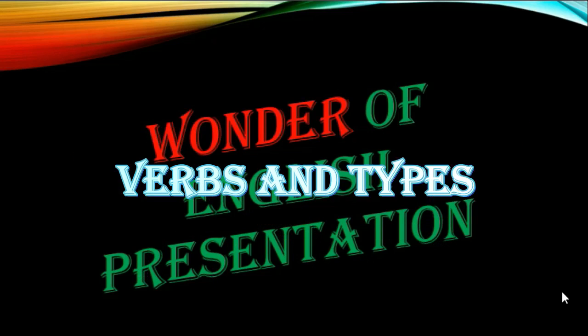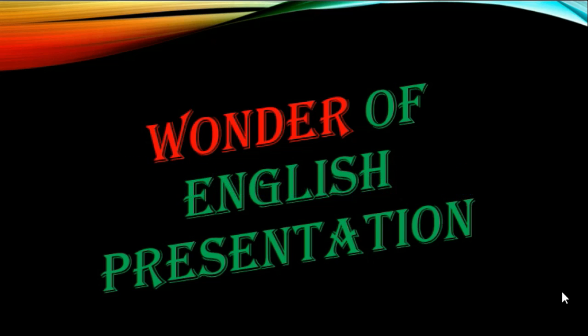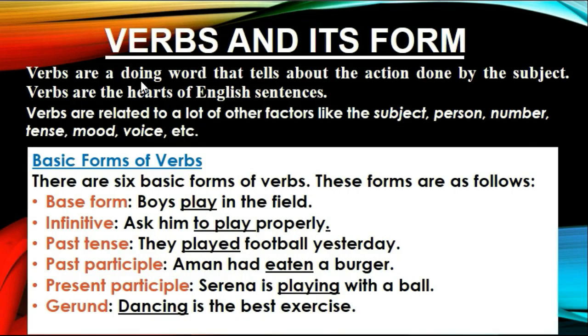So let us all enjoy and understand the concept and usage of verbs. Verbs are doing words that tell about the action done by the subject. Actually, verb is the heart of English sentences. Without verb, the sentence is not complete. So, verbs are related to a lot of other facts like the subject, person, number, tense, mood, voice, etc.